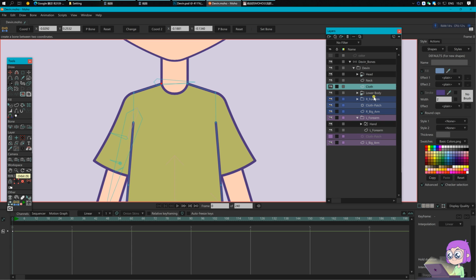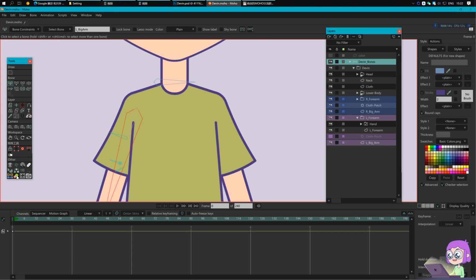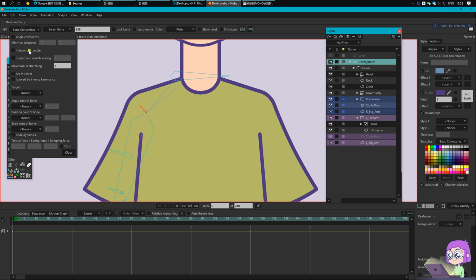Next, set a bone of the shoulder. Oh, here I forgot to cancel the parent connection, so the position is wrong. I set a small bone at the end of the shoulder. Then check the independent angle box.